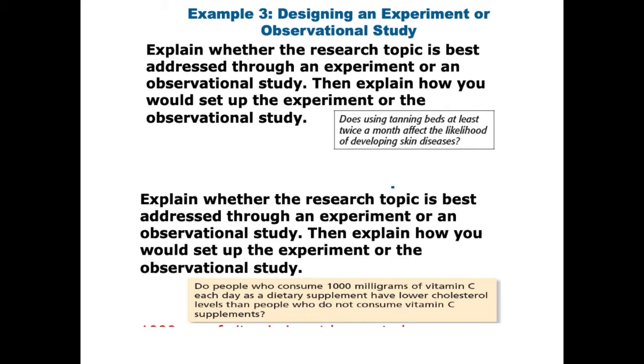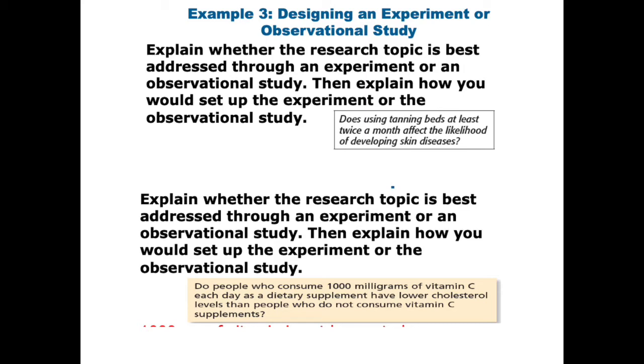Example 3. Explain whether the research topic is best addressed through an experiment or an observational study, and then explain how you would set up the experiment or the observational study. So the first one: does using tanning beds at least twice a month affect the likelihood of developing skin diseases? The treatment may affect health, so it is not ethical to assign individuals to a treatment group. Perform an observational study. Randomly choose one group of people who already use tanning beds at least twice a month and another group which does not. Monitor the incidence of skin diseases in both groups.